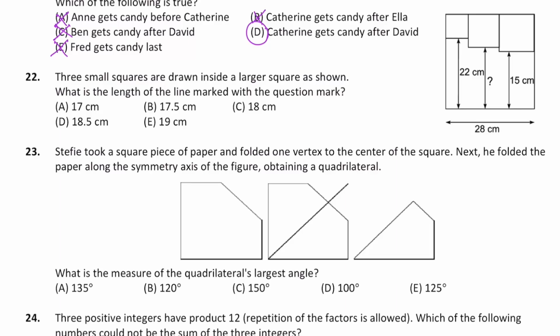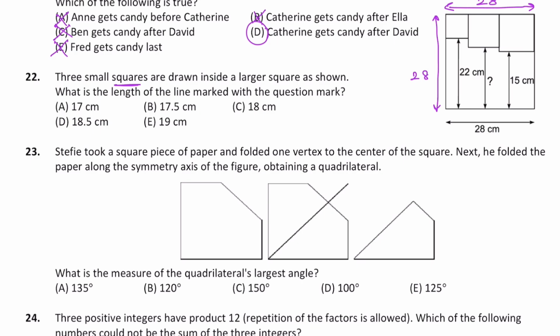As shown, what is the length of the line marked with the question mark? Now, you should know that squares have equal sides, right? So these are equal lengths of sides. They all are 28 over here.